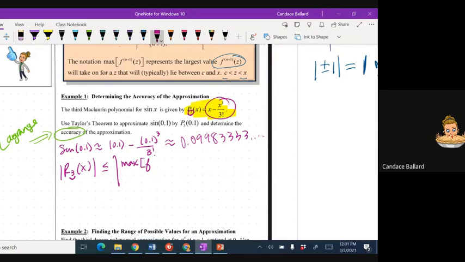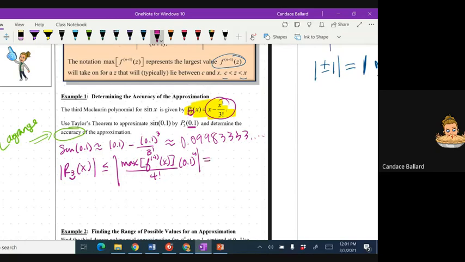All right, so the 4th. I want the max of the 4th derivative evaluated at x, divided by 4 factorial, times the estimate. So instead of writing x, we put 0.1, which was the value they wanted us to put in, to the 4th.